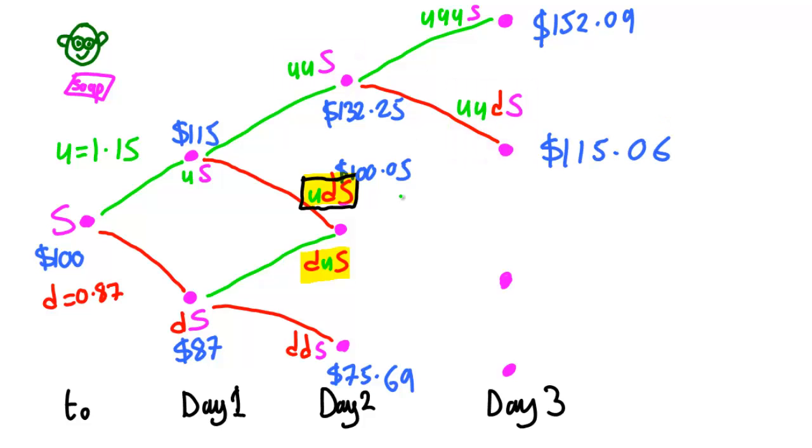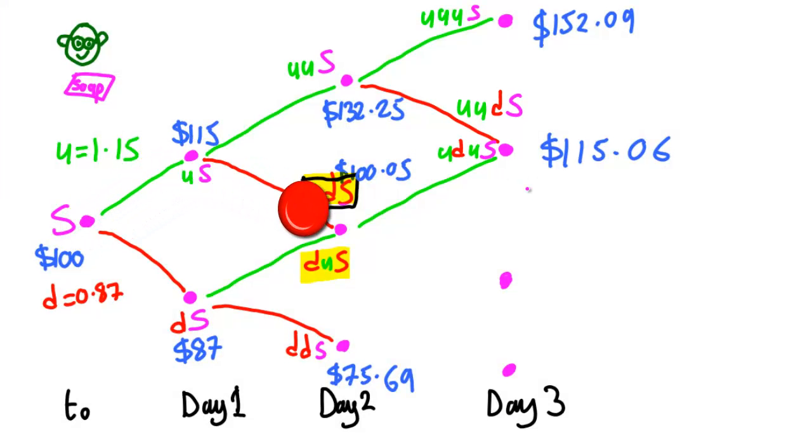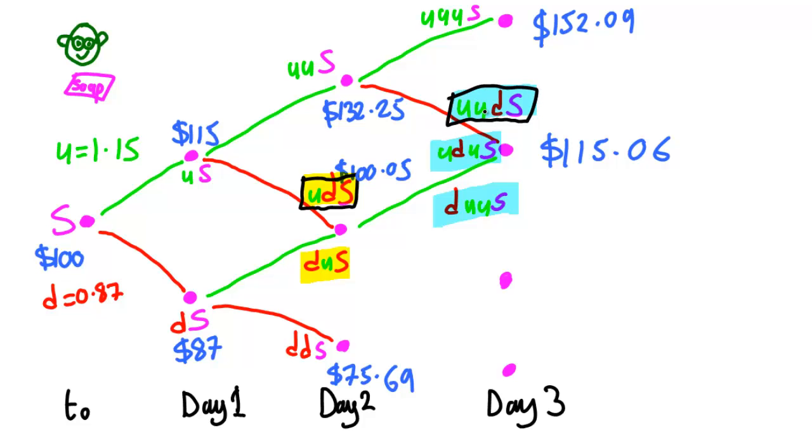$115.06. But notice there are two other ways we can get here. We could go along the UDU path or the DUU path. So there are 3 ways we can reach the same point, and this will become important later. Remember, we'll always still call the node UUDS, even though we have those 2 other routes to it.